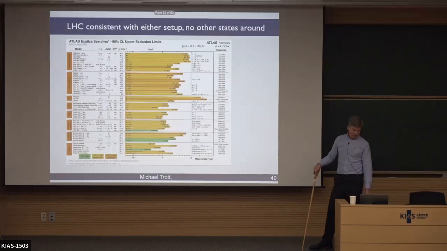Okay, so how is the cutoff scale working? Do we see new states? All right, the answer is no. Spoiler alert. We wish we did, but that's the case. So what we see is the following.